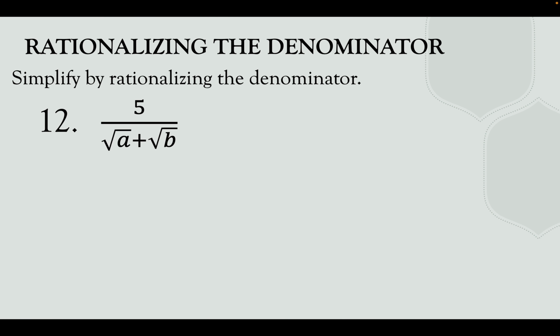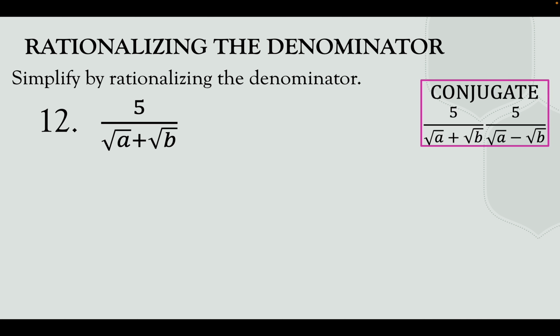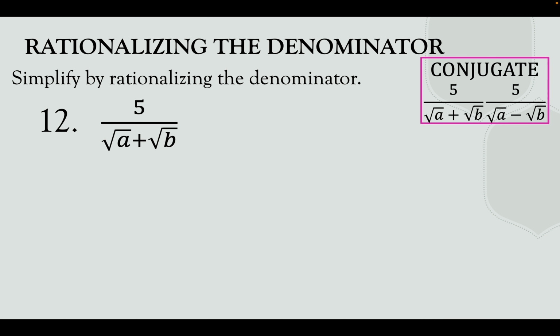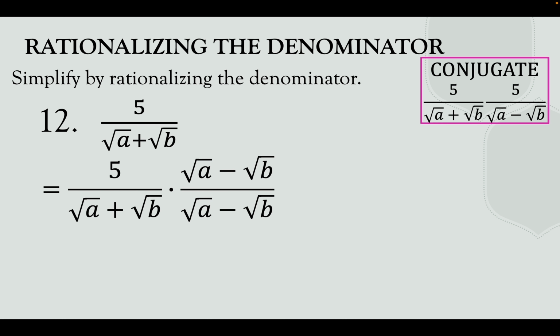Last example, we have 5 over square root of a plus square root of b. So again, we need to multiply since it's a binomial, class. So we need to multiply by its conjugate. What is the conjugate of square root of a plus square root of b? We have square root of a minus square root of b. So we have now 5 over square root of a plus square root of b times square root of a minus square root of b over square root of a minus square root of b.